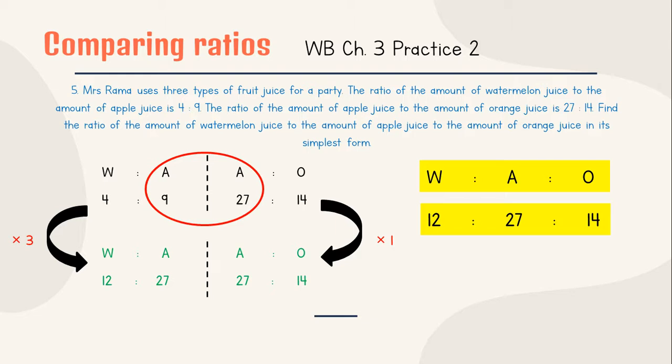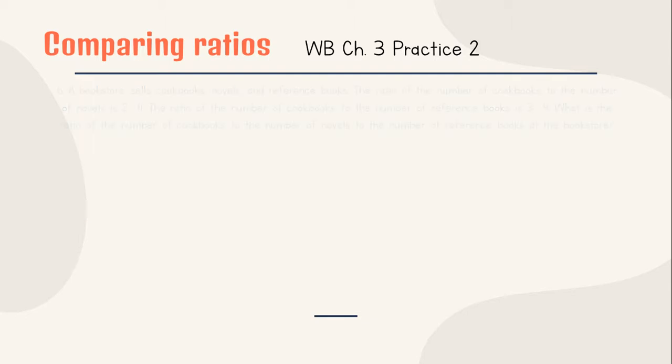That's it. Whenever you have two ratios, you gotta compare it. Is it becoming bigger or smaller? If it's bigger, times it. If it's smaller, divide it.